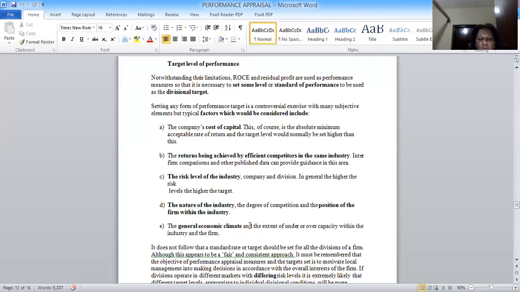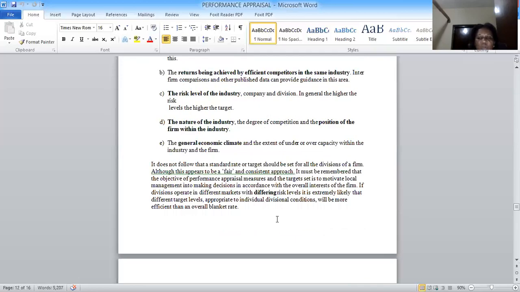Then you also need to consider the overall economic climate and factors. How is the economy going? How is the economy booming? Is the economy good? What is the interest rate? What is the exchange rate? And so forth. You have to consider all these things. What is the inflationary level? The inflationary level, the interest rate, and those things will enable you to know whether the target you are setting will be achievable or not.